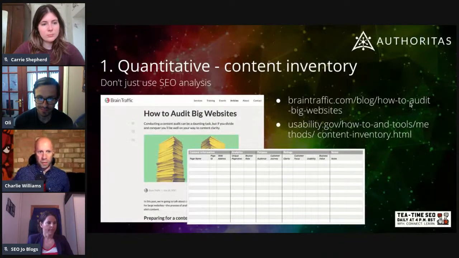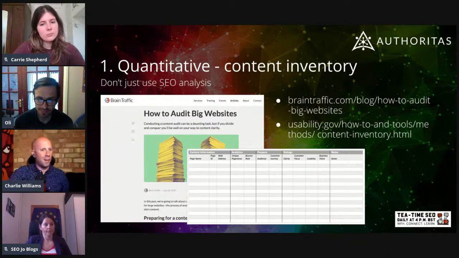Here's an example from Brain Traffic, a really good article, and their recommendation of how they do their content strategy audit. You can see it looks very similar to how we might end up doing an SEO one. So it's sort of two sides of the same coin, which is cool.